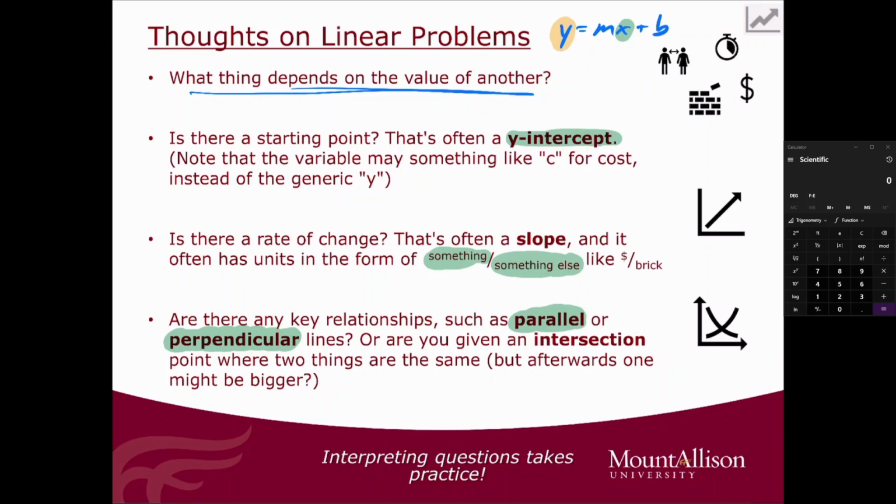Or are you given an intersection point? Say, for example, when does one thing become more expensive than another? If you have the relationships for how much money you're having to spend for, say, a data plan, and you're comparing 2 different data plans, when one becomes bigger than the other, or just before it becomes bigger than the other, you have this intersection point. And that's where, for a particular x value, your y values are both exactly the same. So again, these are just some places to start, and it really takes practice to know where to begin in different word problems.